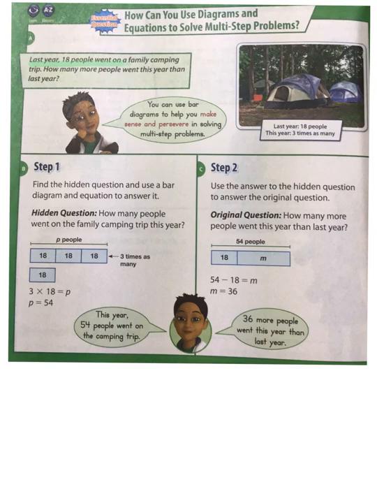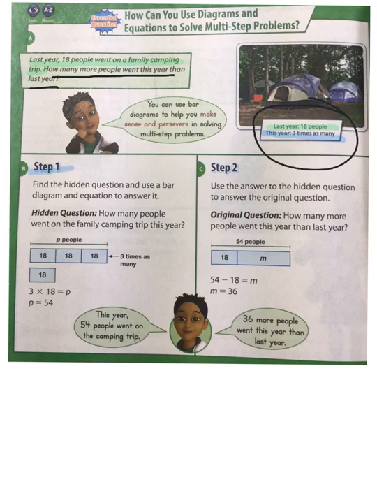Last year, 18 people went on a family camping trip. We want to find out how many more people went this year than last year. We always have to find the hidden question. So, if we look over here in the little chart, it tells us that last year 18 people went, and this year 3 times as many people went. So our hidden question is, how many people actually went this year?